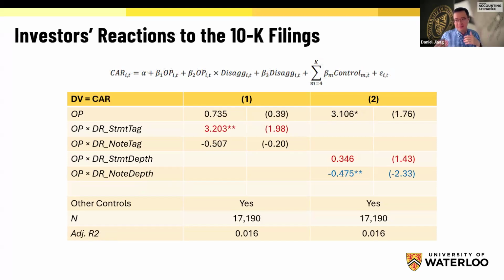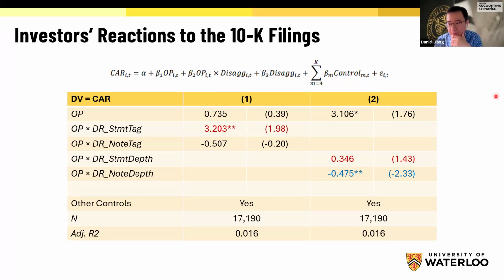In the next set of analyses, we try to study the mechanism underlying the information disaggregation's attenuation effect. Given that the OP anomaly starts with investors' underreaction, as I mentioned at the start, naturally, if investors could react more strongly to the OP signal when there is more granular information in the 10-K filings, then there will be less mispricing to be corrected later, which would be consistent with the attenuation effect. And this is indeed what we find when we examine the investors' reactions to the 10-K filings.